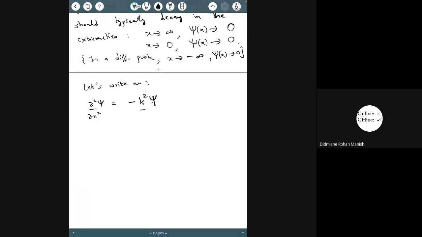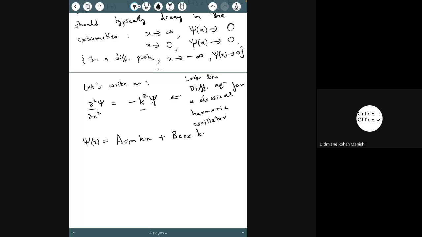Now this is a standard form of differential equation. This looks like the differential equation for a classical harmonic oscillator, and we know the solution to that as psi x is equal to A sine kx plus B cos kx, where k is equal to root of 2mE by h bar.